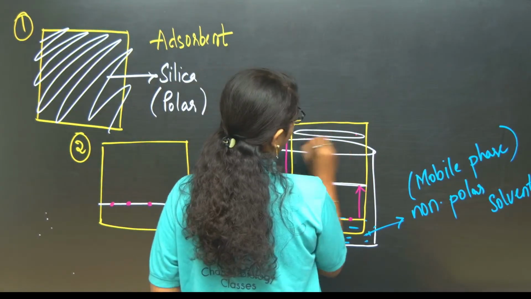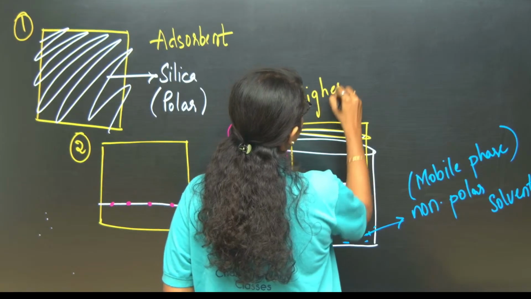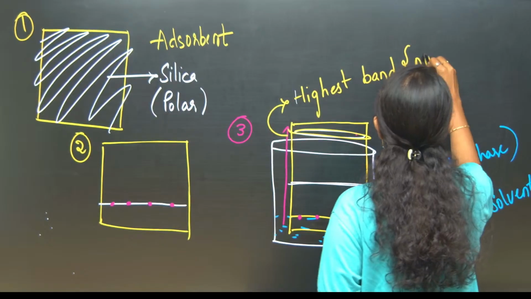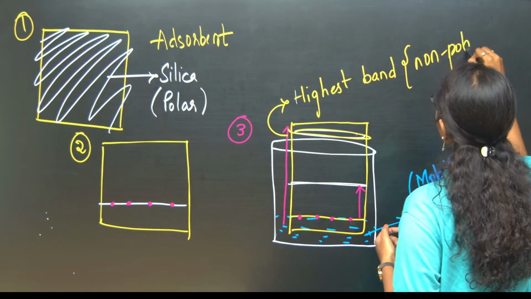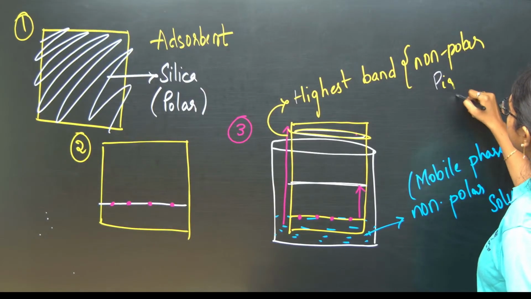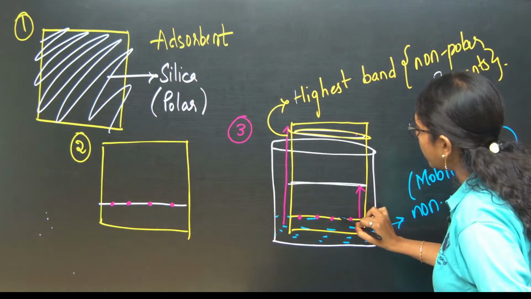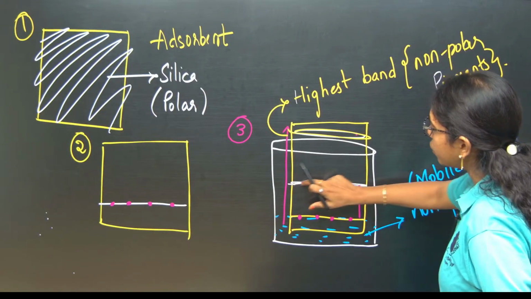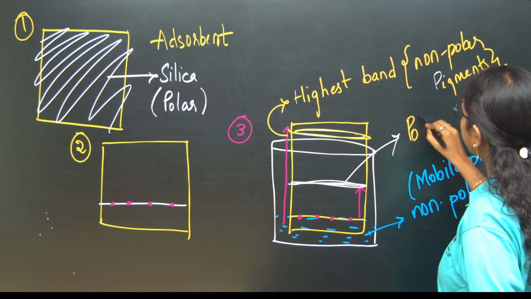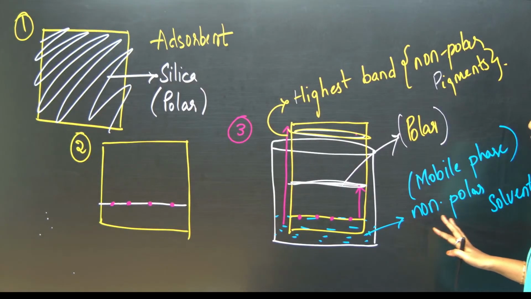Here this highest band appears for non-polar pigments, because they will be traversing along with the mobile phase. And this band, which is nearest to the spotted area, will be polar. Clear, right? So, these 3 points are clear to you, right?